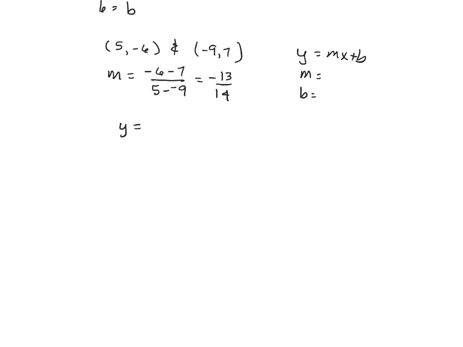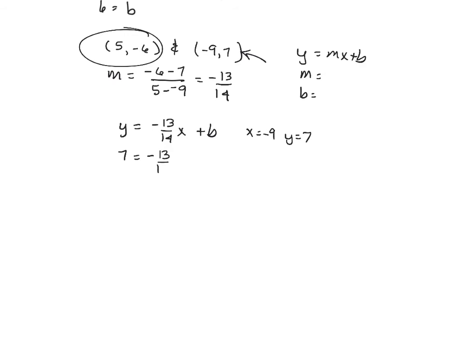So we have y equals negative 13/14 x plus b right now. So I'm going to go ahead and use this point. It'll work just as well if you use that point. So our x is negative 9, our y is 7. So 7 equals negative 13/14 times negative 9 plus b.